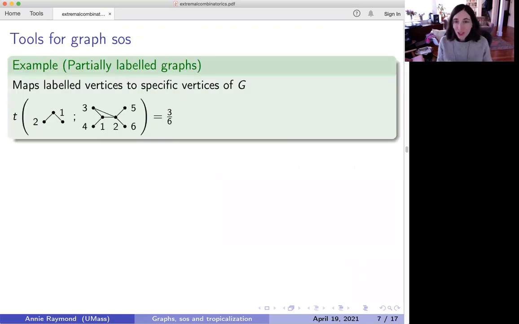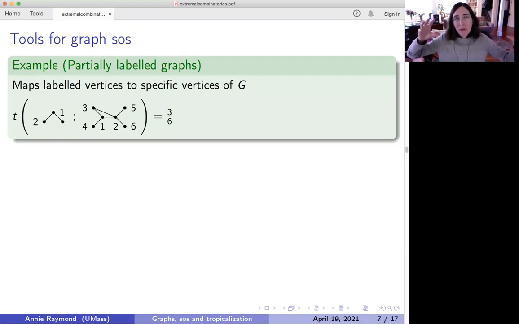So what tools do we need for graph sums of squares? The first thing that we need is to understand maps that have some partially labeled graphs in them. You would think that the inequalities I'm trying to certify only involve unlabeled graphs. So why am I bringing in partially labeled graphs within my sums of squares? The reason comes from representation theory, and I'll just say a quick word about it.